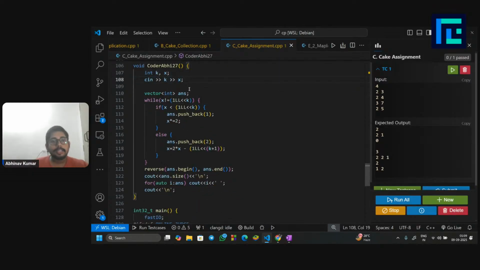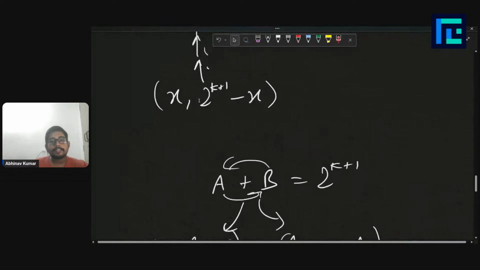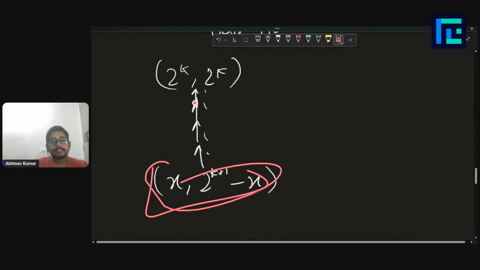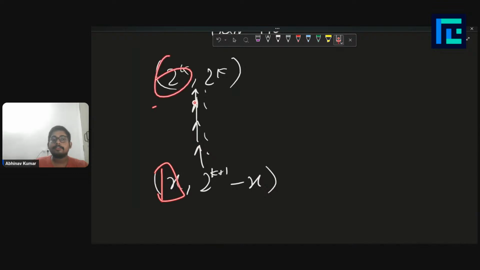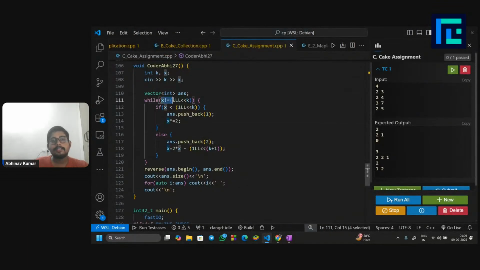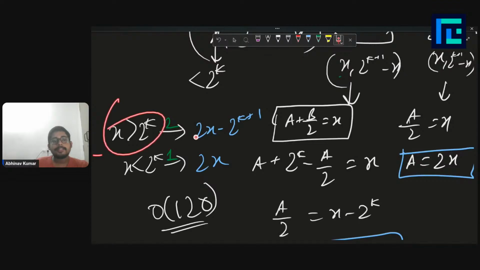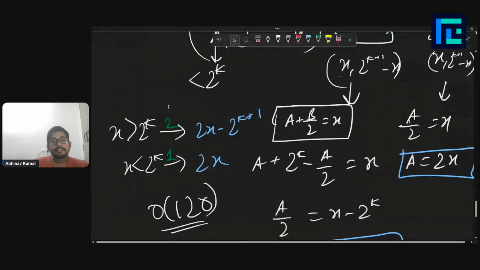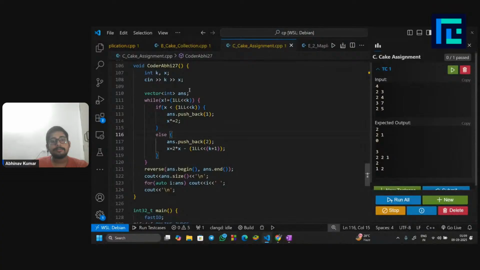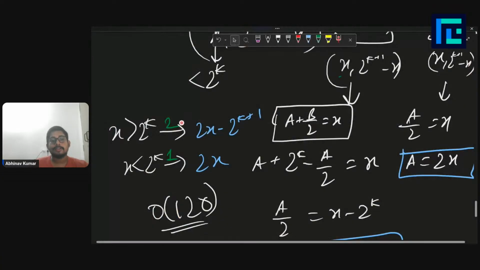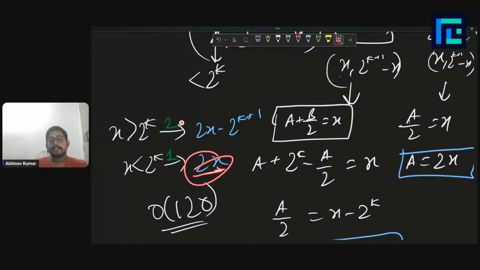So we take the input k and x, and now we apply the operations in reverse order, going from this state to this state until this x becomes 2 to the power k. When this x reaches 2 to the power k, our operations are done. So while x is not equal to 2 to the power k, we'll keep on applying the operations in reverse order. If x is less than 2 to the power k, we apply operation 1 and make x as 2x. We multiply x by 2, update x to 2x.